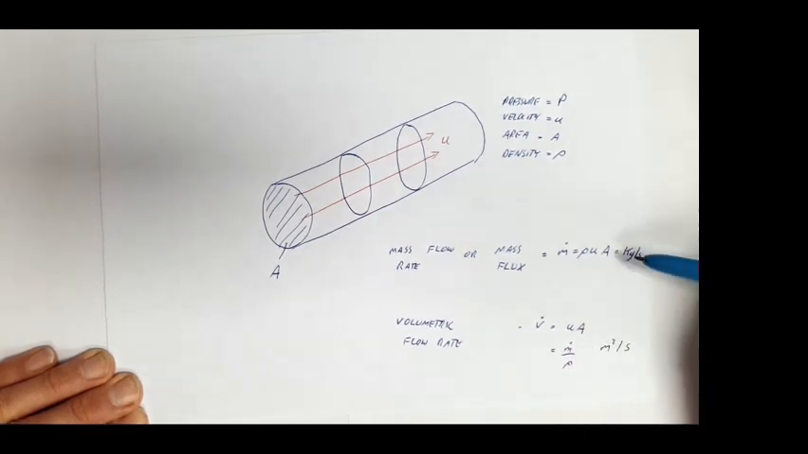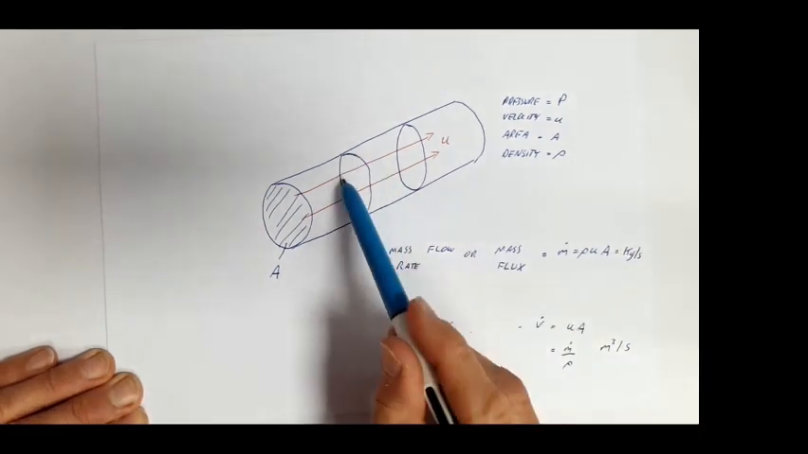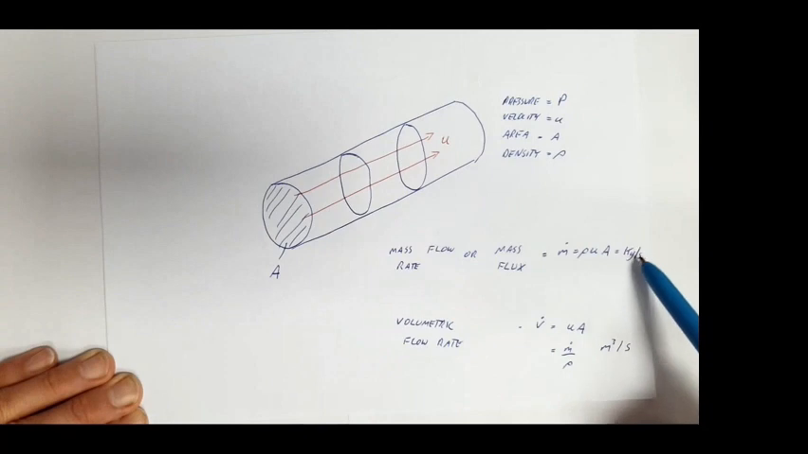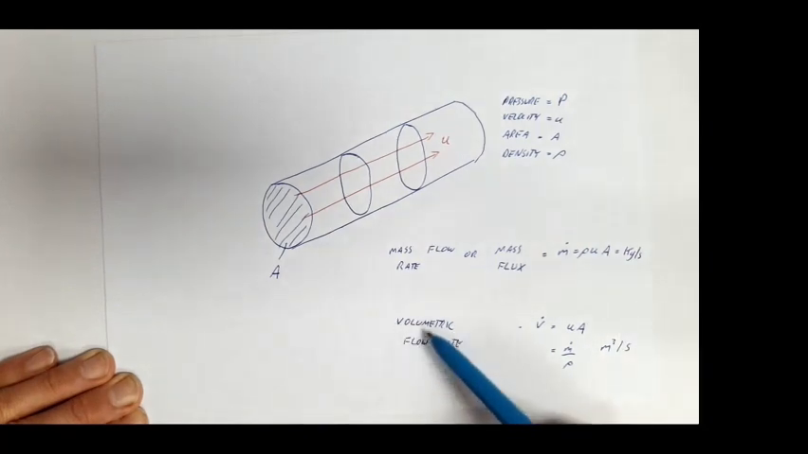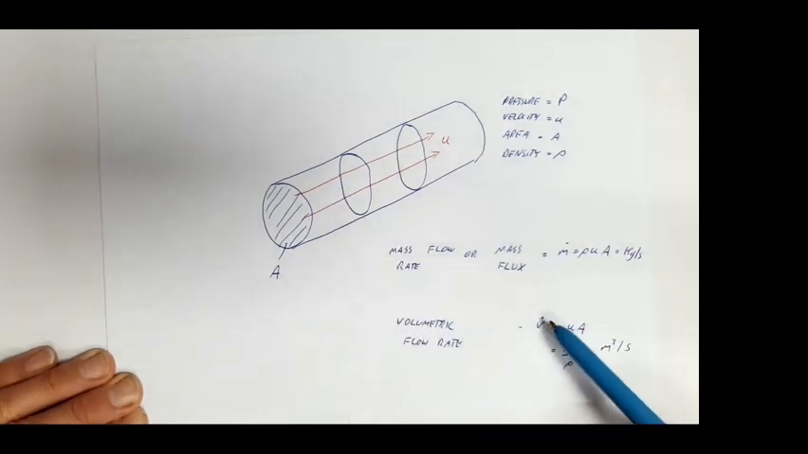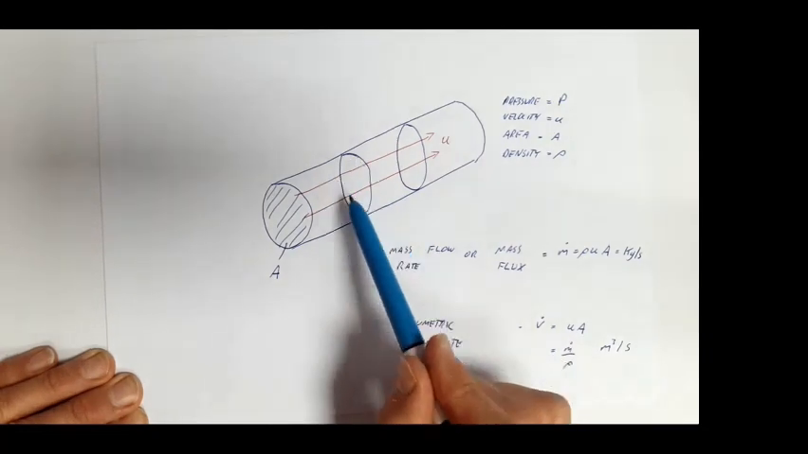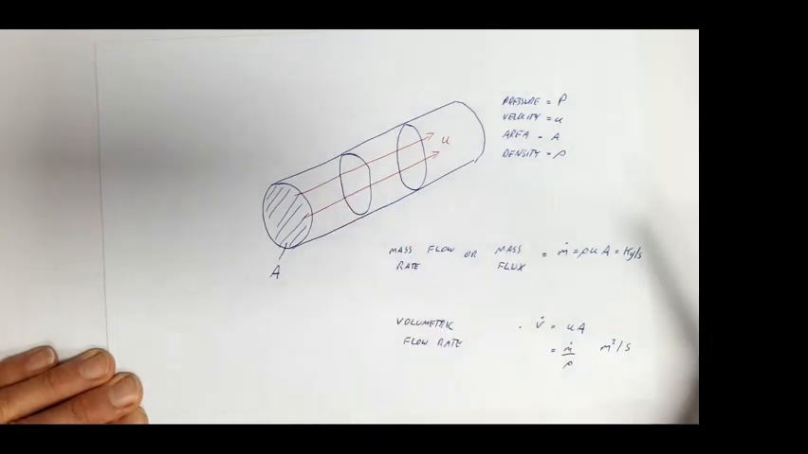So our mass flow rate describes the mass of fluid passing a point in a certain time, and our volumetric flow rate talks about a volume of fluid passing a point within a certain amount of time. Okay, so when we're discussing fluid flow, we can talk about external flow or internal flow. We've talked about internal flow through a pipe.